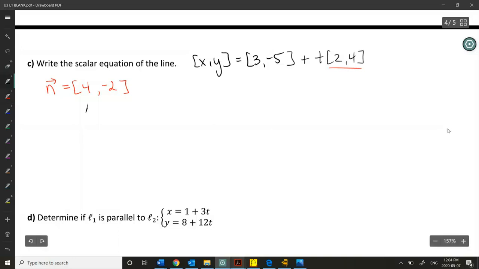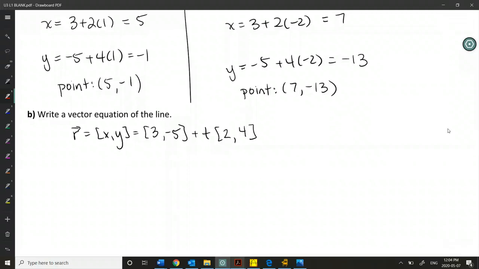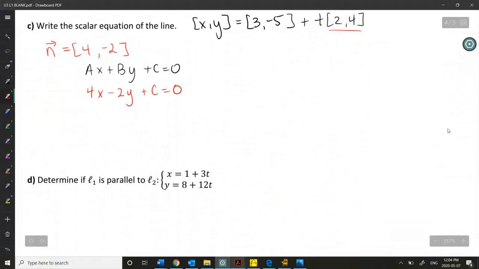Okay, so here's what we have so far. In ax plus by plus c equals 0, we have a and b as 4 and -2. And then you can use any one of the points above, so you can use 3, -5, 5, -1, 7, -13, or any other point that you may have found to plug in for x, y. I'm going to use the one that was given to us just in case we made a mistake above. That way it won't affect my answer. Okay, and just remember here, if I get 10 plus 12, I have to move that to the other side. I'll get -22 for c.